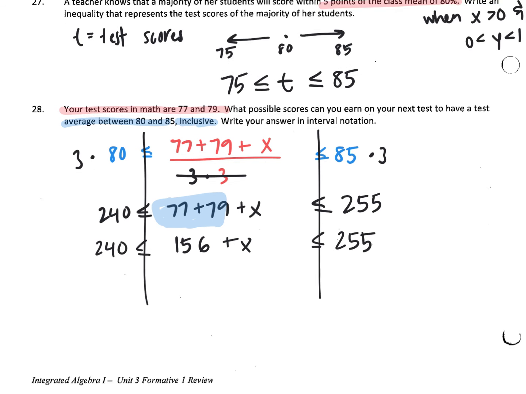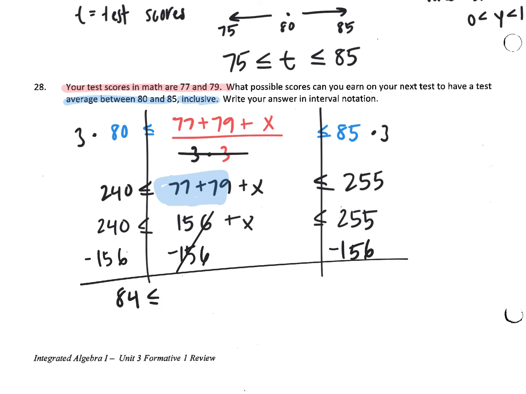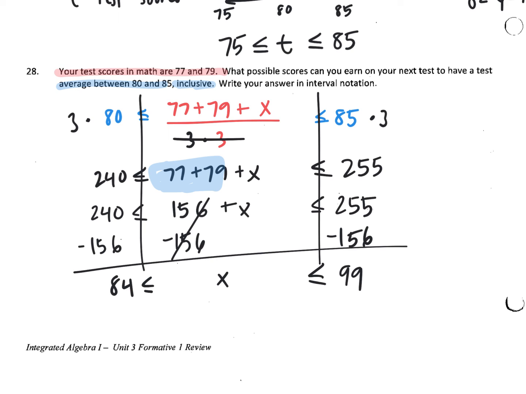And then it's just a one-step inequality. I got to subtract the 156 from all 3 sides. And when I do that, on the left side, I will get 84. In the middle, I still have my test score of x, and on the right side, I have 99. Okay, now let's go back and read the question. There is no question that we really need to answer. It just says what possible scores, my possible scores are anything in between 84 and 99 on the test.